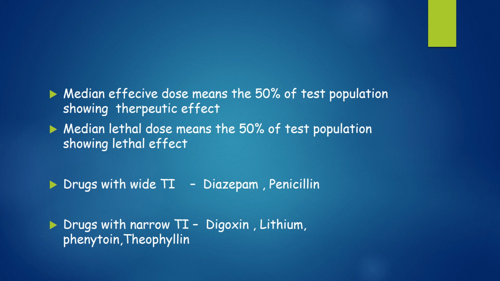So we have to find all this before administering a drug, and it is obtained by comparing the dose response curves. This is the main importance of the dose response curve.